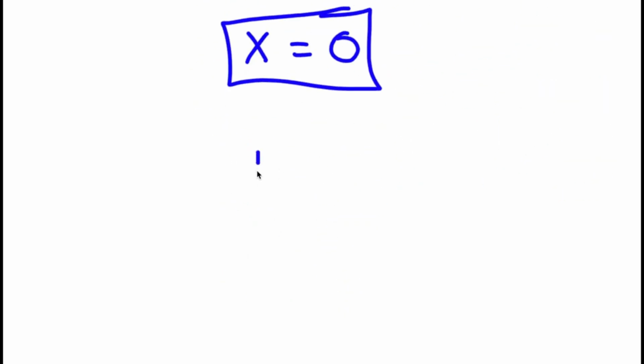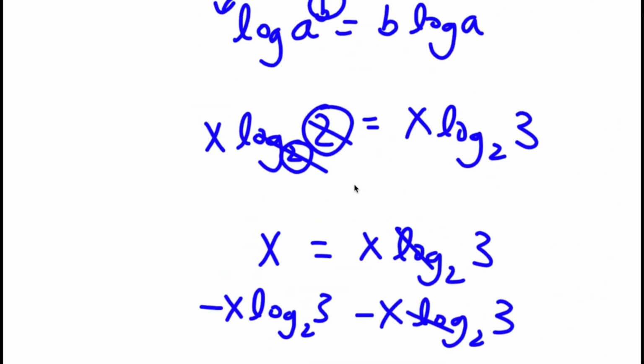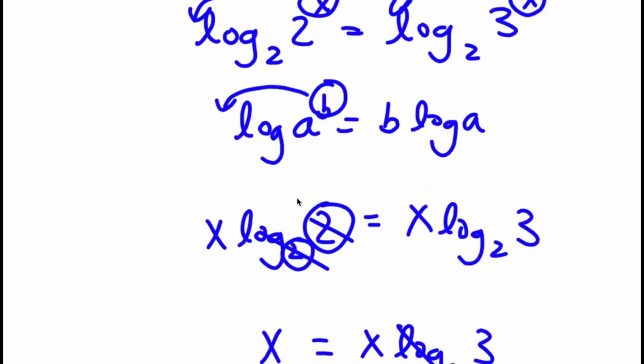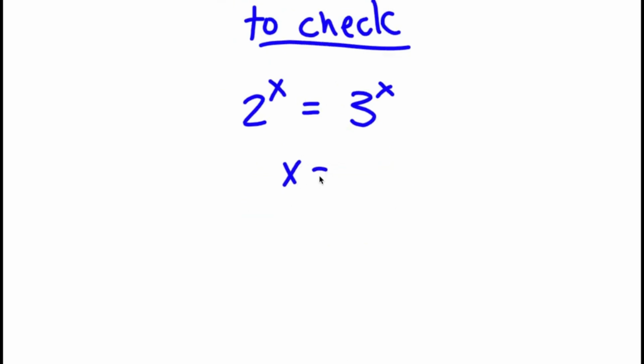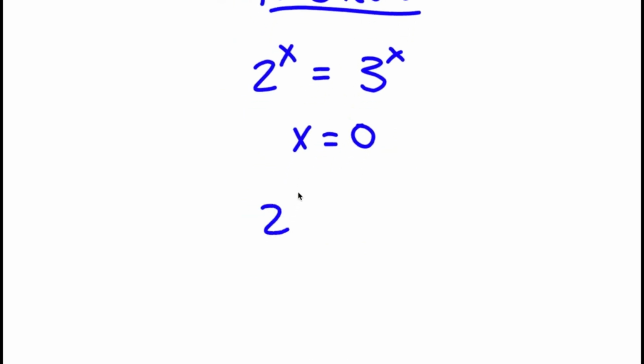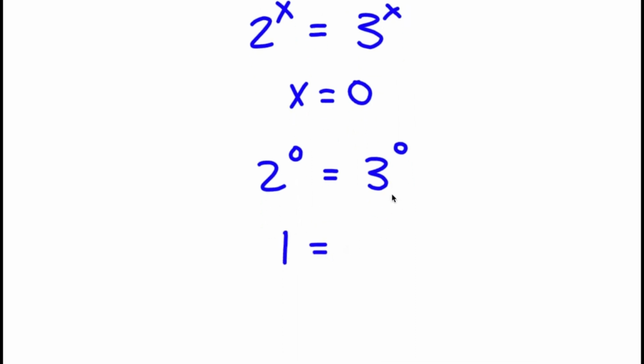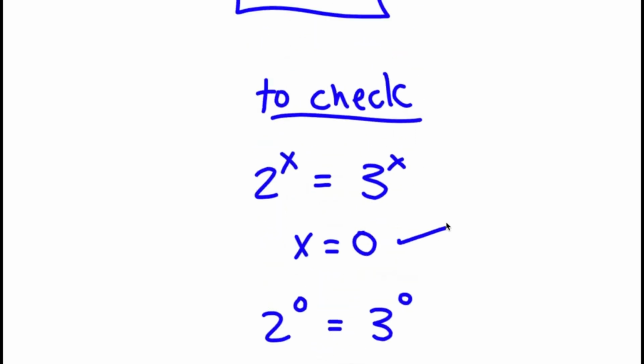So now, to check, I have my equation 2 to the power of x is equal to 3 to the power of x. And we know that x is 0. So now I have 2 to the power of 0 is equal to 3 to the power of 0. Now remember, anything to the power of 0 is simply equal to 1. So 2 to the power of 0, that's equal to 1. And 3 to the power of 0, that's also equal to 1. So I have 1 is equal to 1, meaning my solution is right.